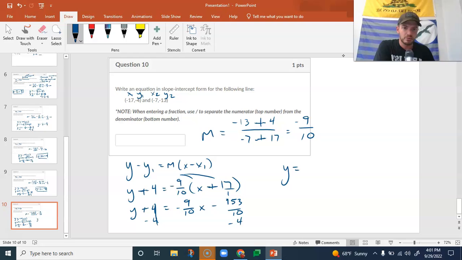So y equals, so this is negative 4 over 1, so I need to multiply by 10 over 10 to get the common denominator. So I'm going to be subtracting here negative 40 over 10, which is going to be, I believe, negative 193. So it'll be negative 9 over 10x minus 193 over 10. And that should be it.